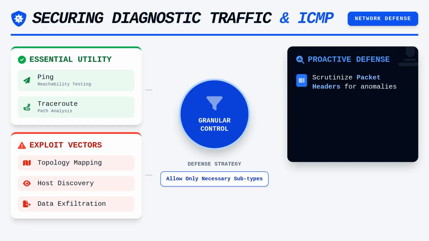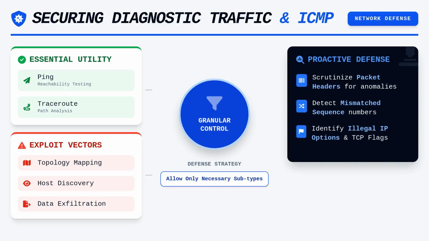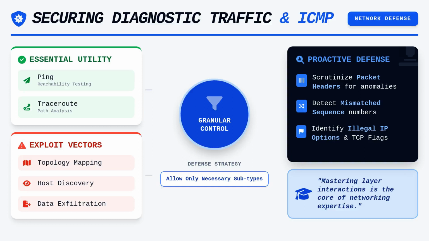Examining packet headers for anomalies, such as unusual TCP flags, mismatched sequence numbers, or illegal IP options, is an advanced skill that distinguishes a reactive administrator from one who proactively defends the perimeter. We must constantly analyze the structure of our traffic to ensure that it adheres to established protocols, as anything else likely signifies either a misconfiguration or an attempt at unauthorized intrusion. Mastering these interactions between layers and understanding the necessity of encrypted transport will serve as the core of your networking expertise as we move forward.